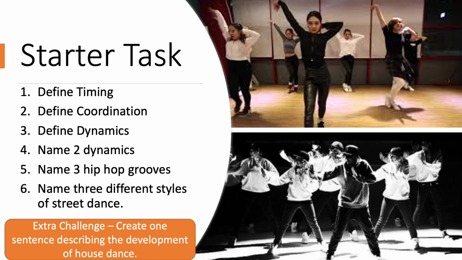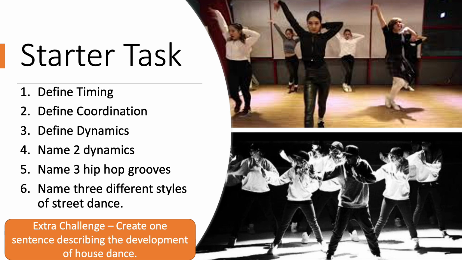So you could have had soft or strong, fast or quick, explosive, sustained, smooth, anything that describes how you're performing that movement. Number 5, 3 hip-hop grooves, so the ones with the funny names. So you might have had the WAP, the Robocop, Steve Martin, the Smurf, the Running Man, Biz Markie or the Bart Simpson.